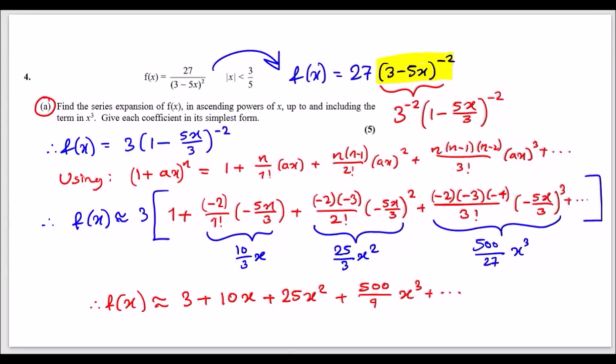Well, these questions are long, aren't they? Now function f(x). What does it have here? So f(x) equals 27 over (3 minus 5x) all squared. Okay. Now it wants us to find the series expansion of f(x) in ascending powers of x up to x cubed. Okay, this is a binomial expansion. That's what we're going to use, a binomial method.